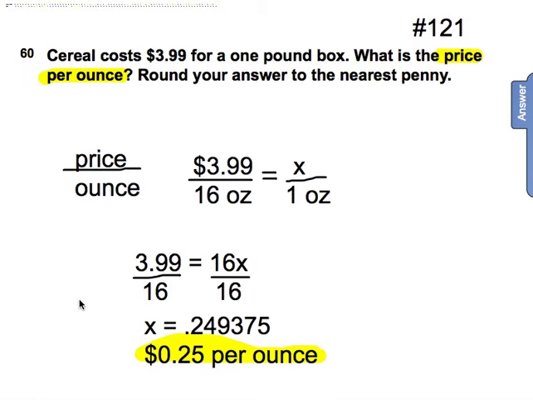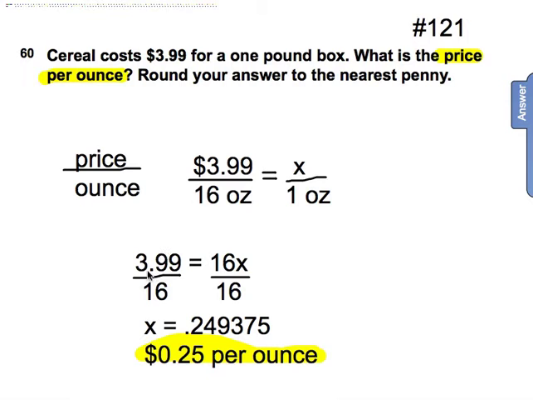For this one, we have cereal that costs $3.99 for a 1 pound box. What is the price per ounce? Now we have cost, definitely, or price, but our question is about ounces, and we have information in pounds. That's okay because we can convert that. So it'll be price per ounce. The price is $3.99 for 1 pound, which we know is 16 ounces. We can't put a 1 here because it's not asking us about pounds, it's asking us about ounces. And we want to know what's the price, so that goes on top as the x, per 1 ounce.